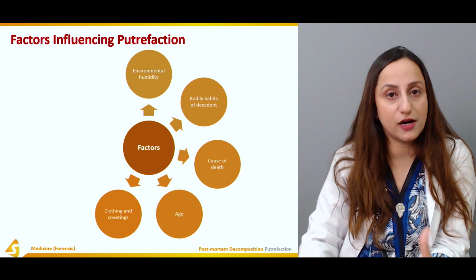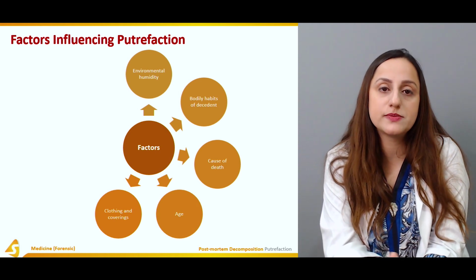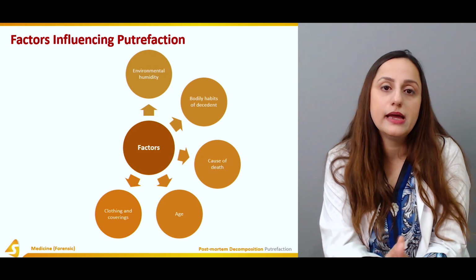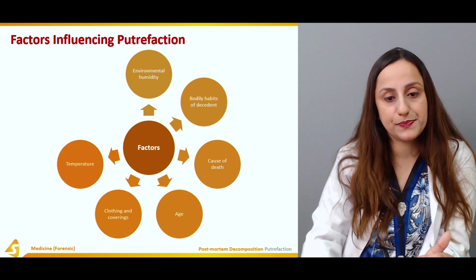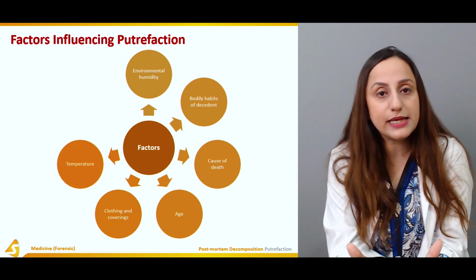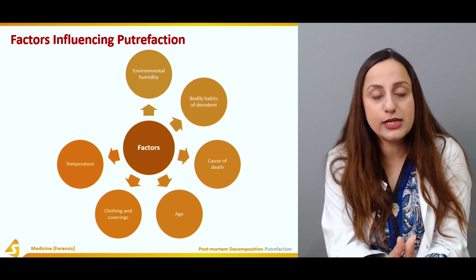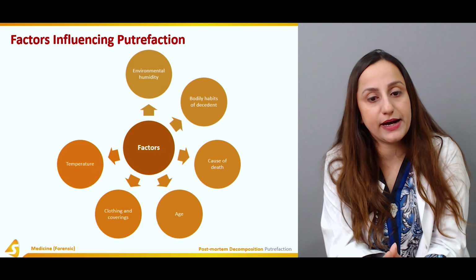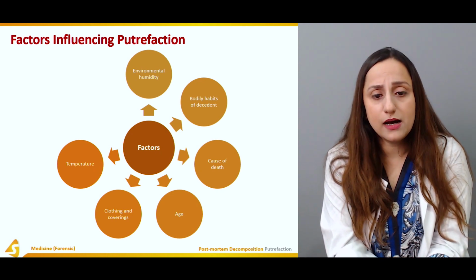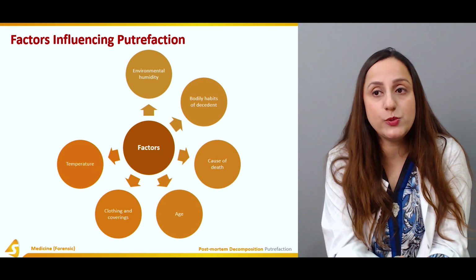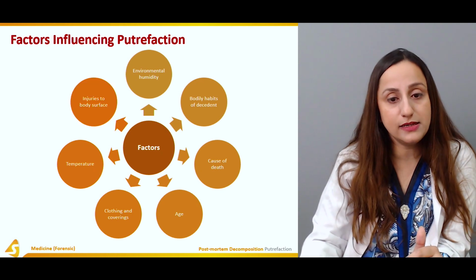The clothing and the covering. Basically, the clothing and covering slow down the putrefaction process because they cover the dead body. Now, the temperatures. In higher temperatures, the body will putrefy more quickly, and in lower temperatures, the decomposition process will be slowed down. Even at freezing temperatures, we can preserve dead bodies, and so we have to keep that in mind.